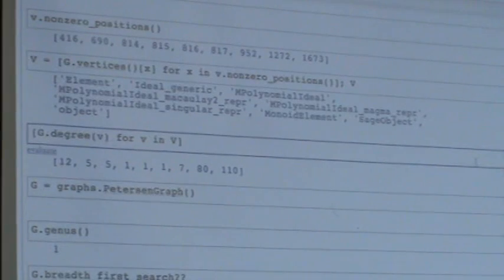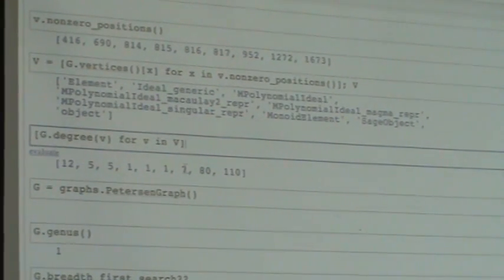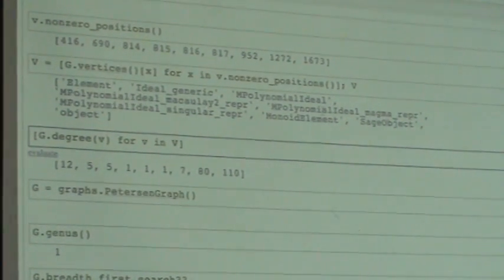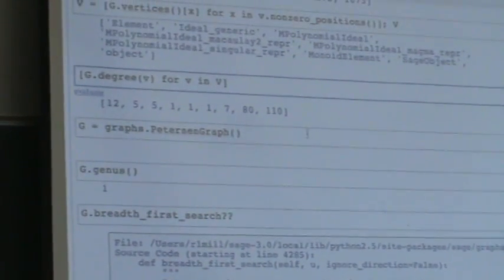And the degrees of these things, some of them are very high degree, like object, everything inherits from object and Sage object, but some of these other ones are probably just very connected with what we do. We must do a lot with multi-polynomial ideals. Or this particular eigenvector does a lot with polynomial ideals.